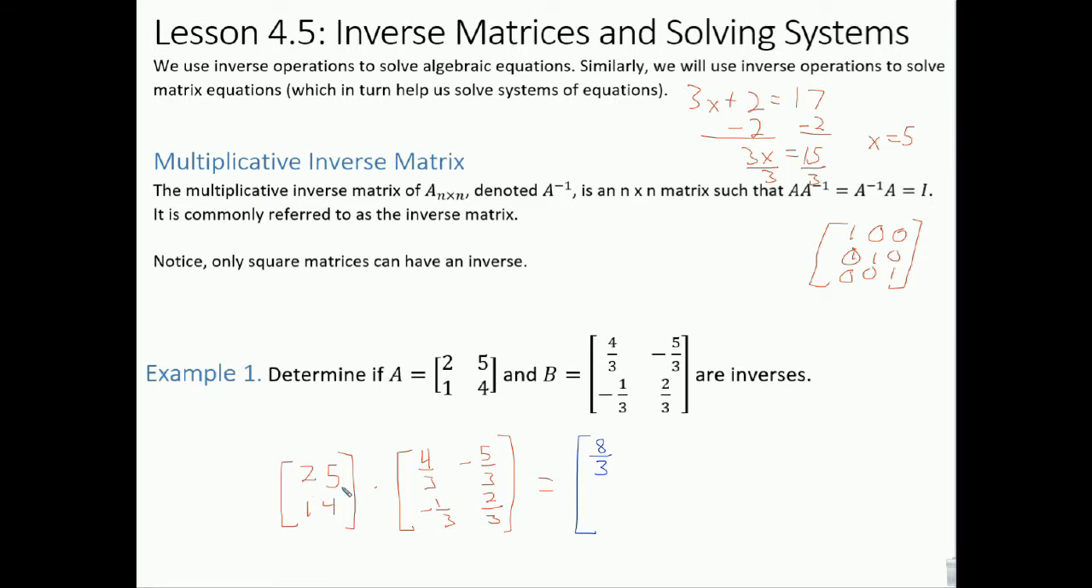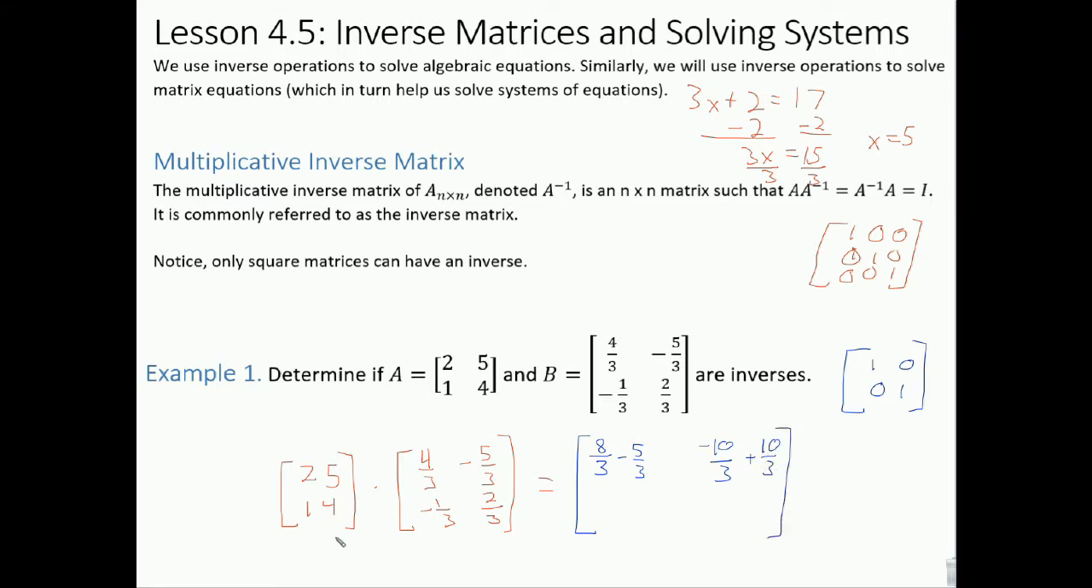Remember, first row with first column. So 5 times -1/3 is -5/3. And remember, our goal is for these to multiply together to give us 1, 0, 0, 1, because we need the identity matrix. Now we'll go to the next part, 2, 5, so our first row with our second column. So 2 times -5/3 is -10/3. And then 5 times 2/3 is +10/3, and that will give us that 0.